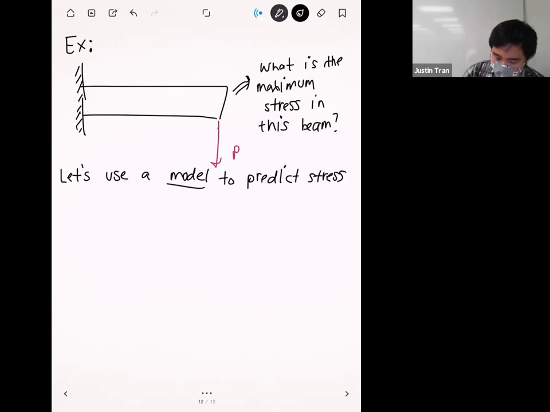One model that you can use is finite element simulations, right? If we wanted to simulate this in FEA, we would get a CAD model for this beam. We'd load it up into ANSYS, we mesh it, we'd apply the boundary conditions, and then we'd run the simulation and find it out.